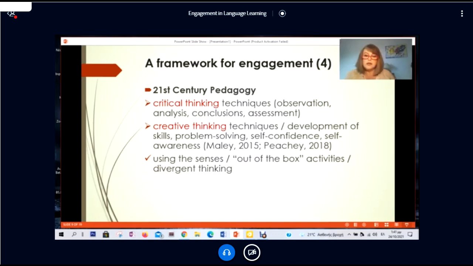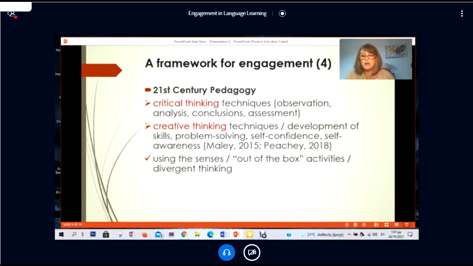These practices are strongly connected to 21st century pedagogy that highlights the significance of critical and creative thinking development. Critical thinking and its techniques, observation, analysis, conclusions, and assessment encourage students to connect concepts, solve problems, and apply knowledge in new ways, such as incorporating different perspectives or linking different ideas.